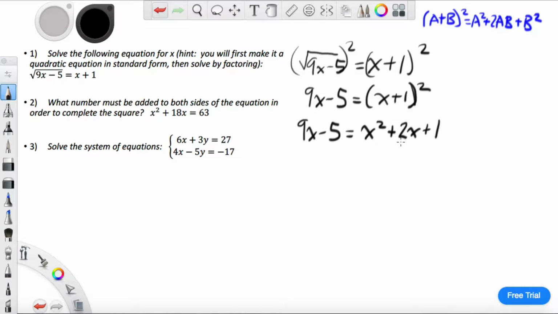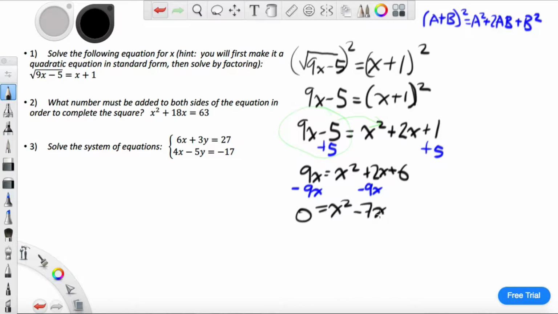Okay, so now what we've got to do is get everything onto one side of the equation. We're going to take all of this and put it onto that side of the equation so that one side of the equation can be this and the other side can be 0. So in order to do that, I'm going to add 5 to both sides. So this is going to be plus 5 down here. And I'm going to end up with 9x is equal to x squared plus 2x plus 6. And then looks like I'm going to subtract 9x from both sides, minus 9x. And I'm going to end up with 0 equals x squared minus 7x plus 6.